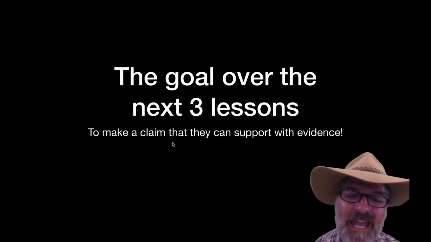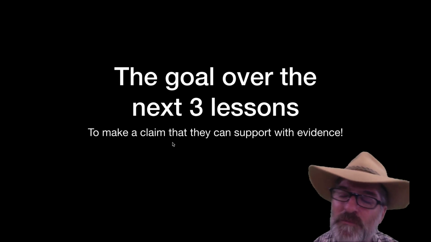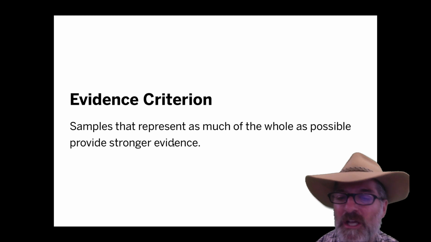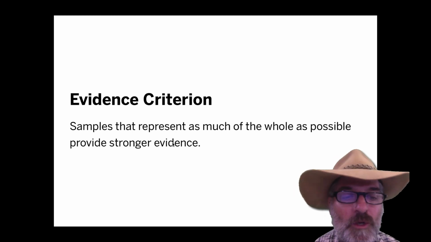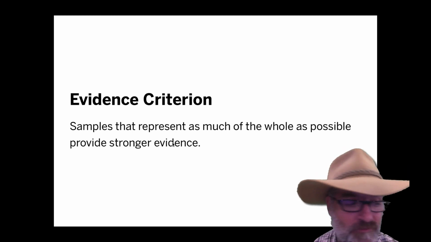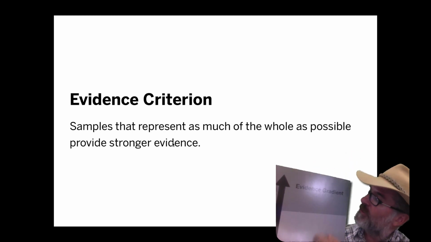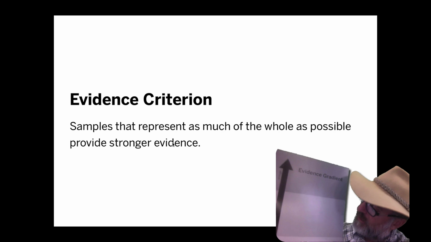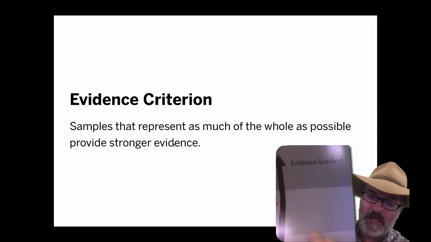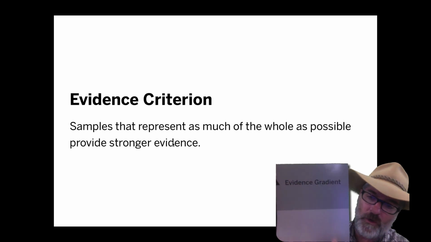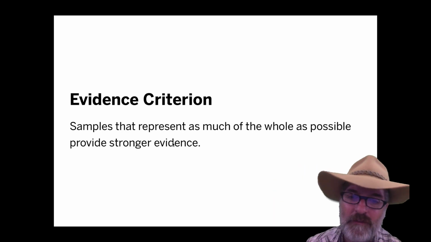We want to make a claim that can be supported with evidence. Okay? Remember the evidence criteria. Samples that represent as much of the whole as possible provide stronger evidence. Okay? Remember, we're talking about this evidence gradient here. So this is strong evidence up here, and then the weaker or less strong evidence down here. And from those cards that we're going to be looking at, you are going to be evaluating the evidence.